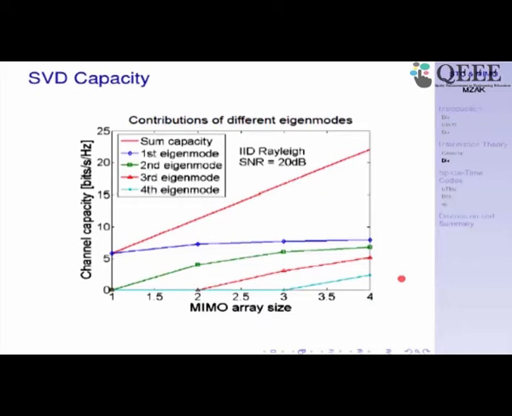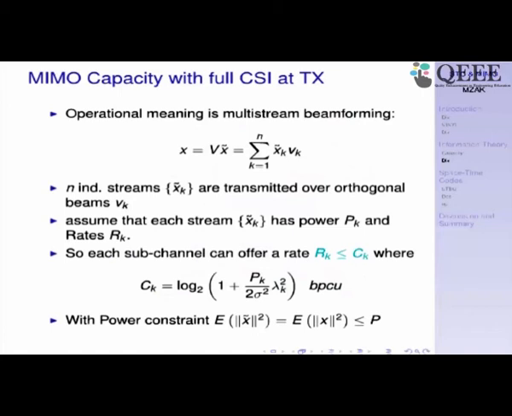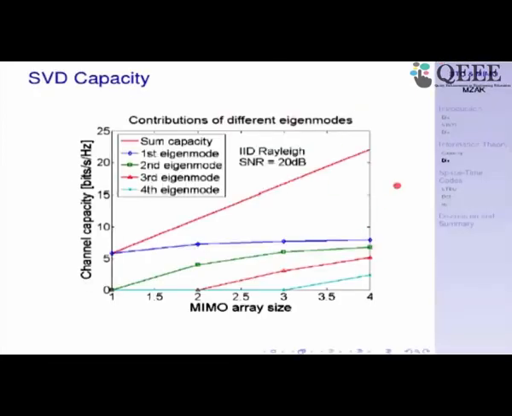See, till now the derivation we have done assumes H is known both at the transmitter and receiver, for a fixed H. Now let us see what happens in an IID Rayleigh case. Okay, I am taking a sum capacity, average sum capacity. So this is ergodic capacity.